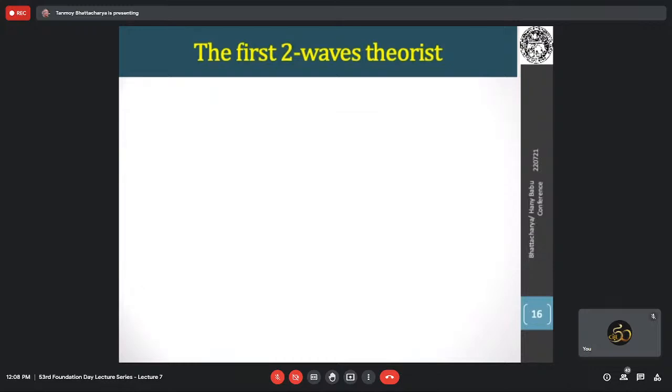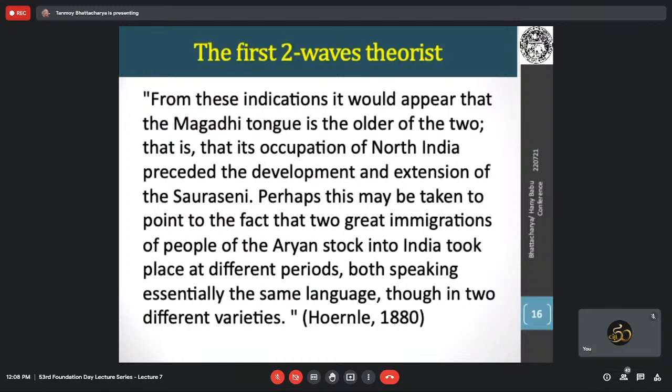And many of you probably know this from a very well-known text, which is Suniti Kumar Chatterji's book on the origin and development of the Bengali language. But actually the original two-waves theory is from a German Indologist by the name of Hoernle, which many people here in the audience would have heard of, because this book from 1880, a long time back, over 140 years ago, is quite well known.